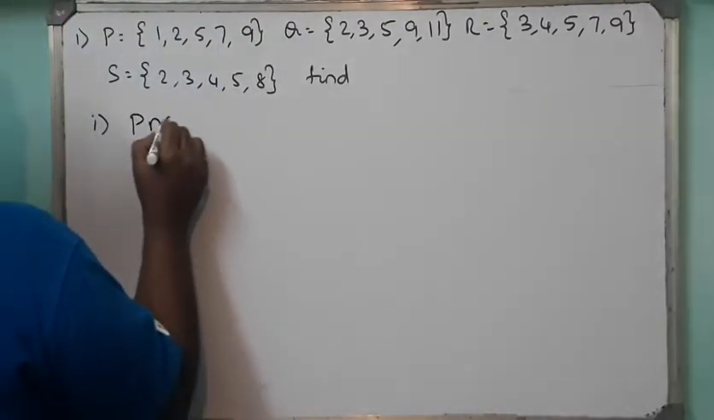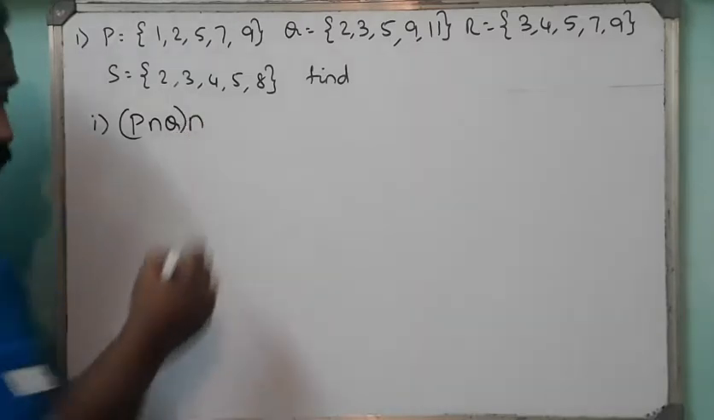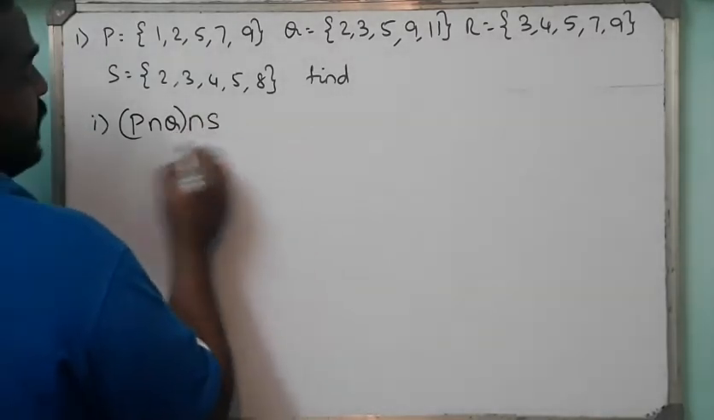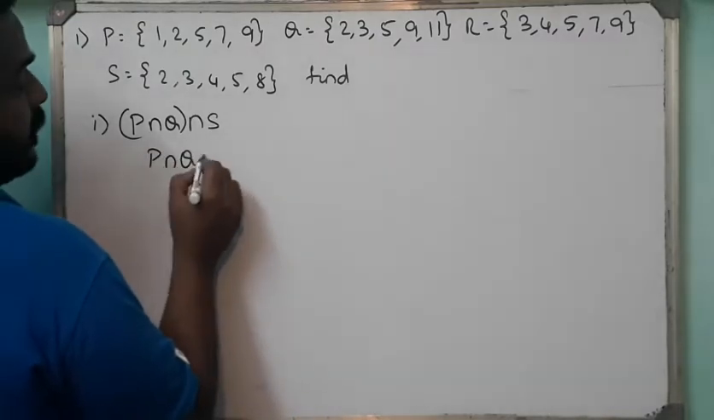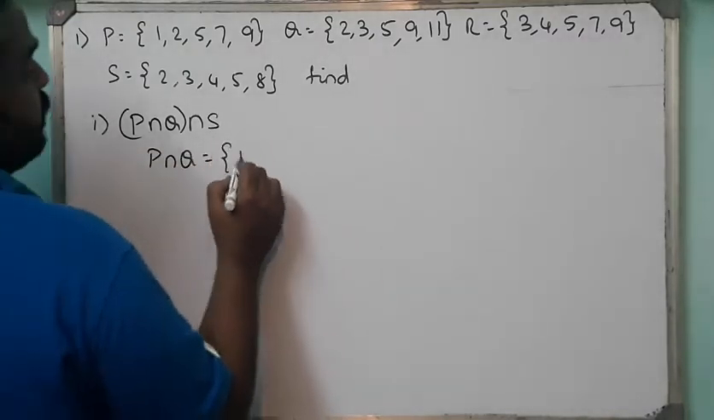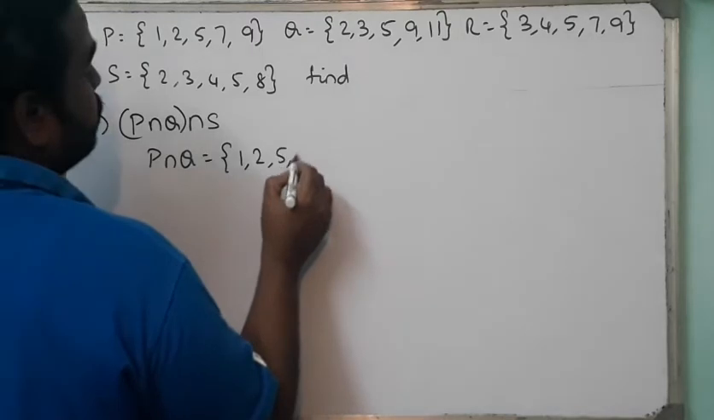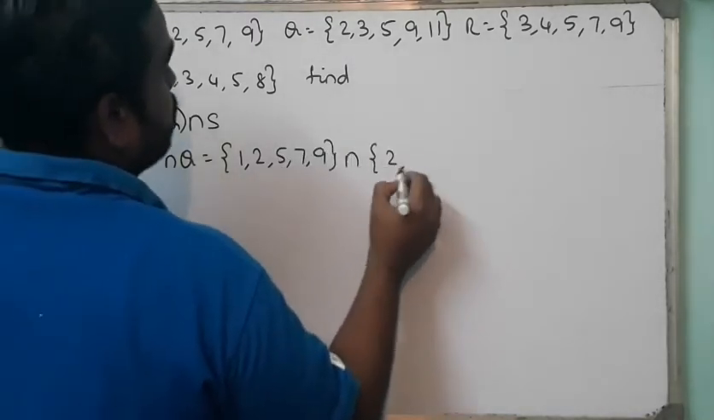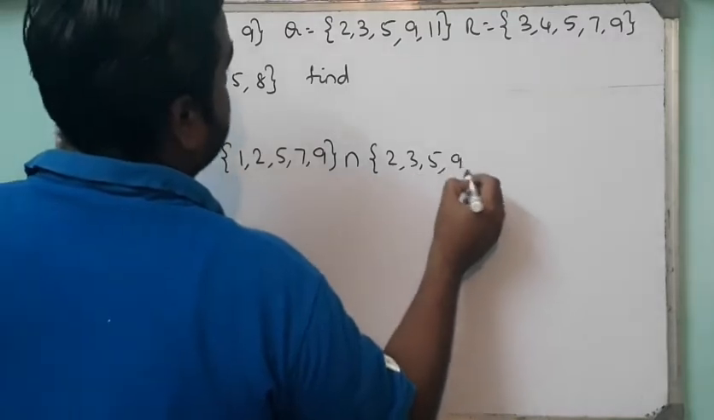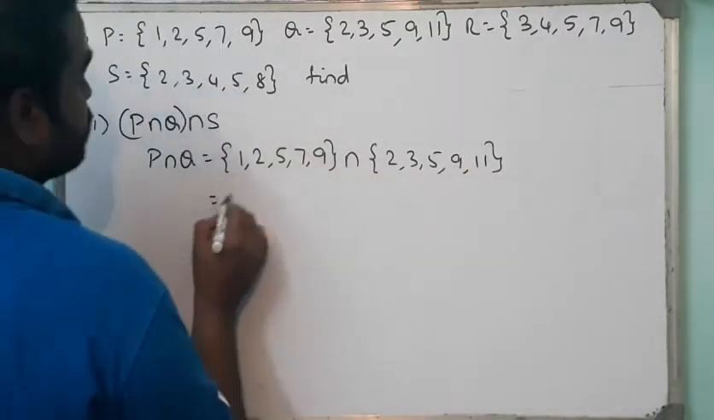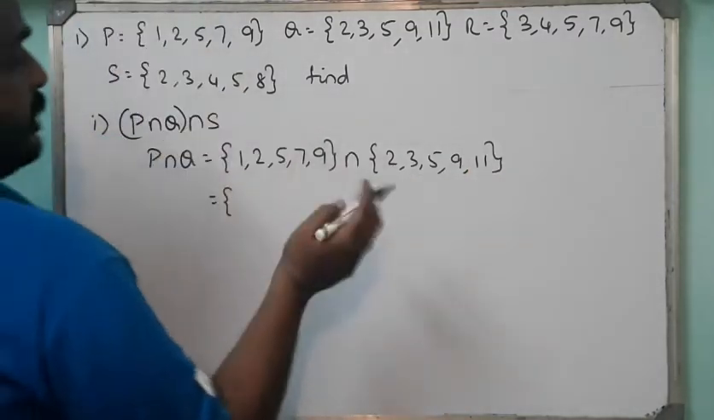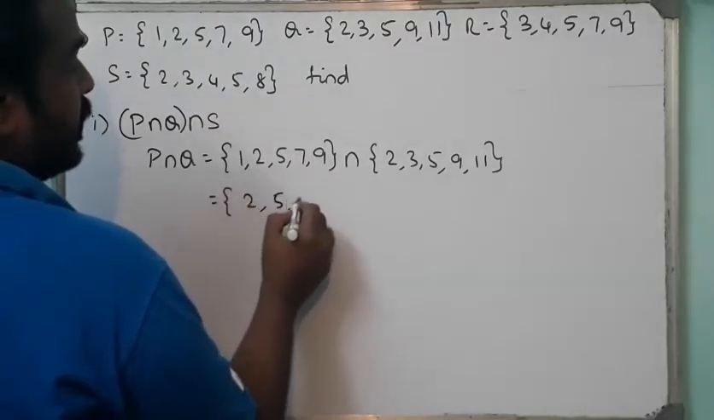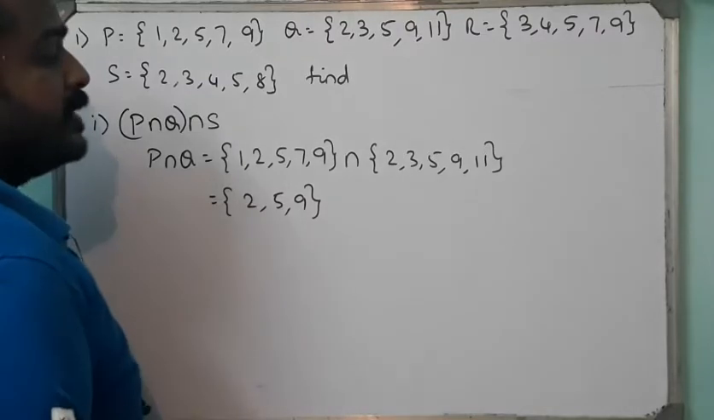The second subdivision given is P intersection Q intersection S. P intersection Q intersection S. So first we need to find out what P intersection Q is. What is set P? 1, 2, 5, 7, 9 intersection Q 2, 3, 5, 9, 11. Intersection is nothing but finding the common elements. See what all are common. 2 is a common element, then 5 is common, 9 is common. These three elements are common.